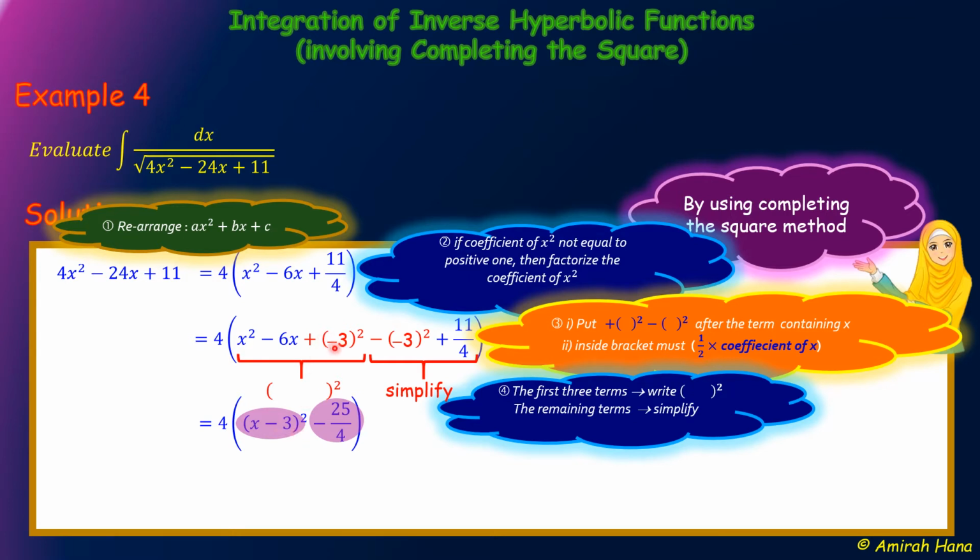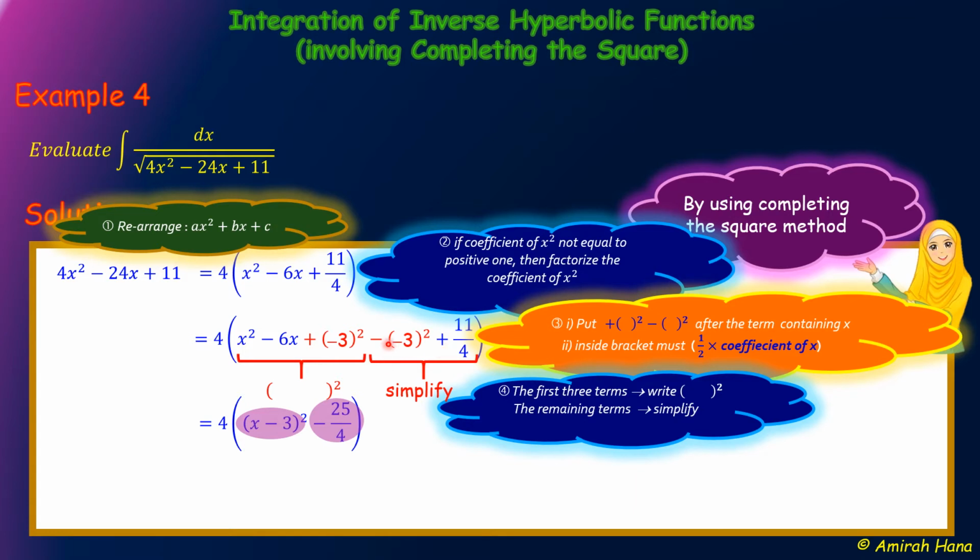The negative sign here comes from negative 6. The coefficient of x is negative 6, so when we multiply by half, we have negative 3. So the symbol inside the bracket should be minus here.